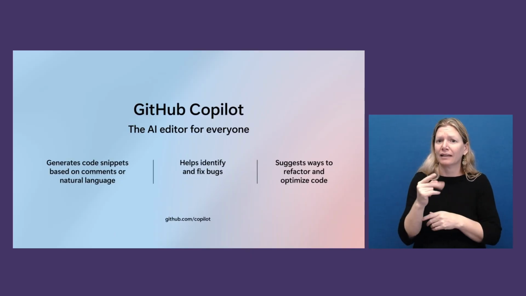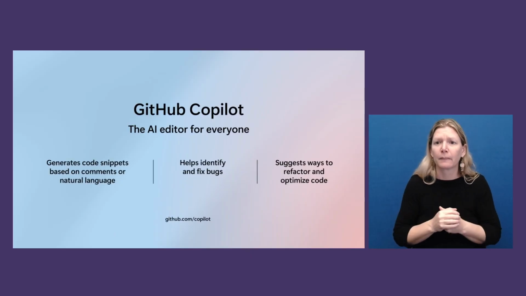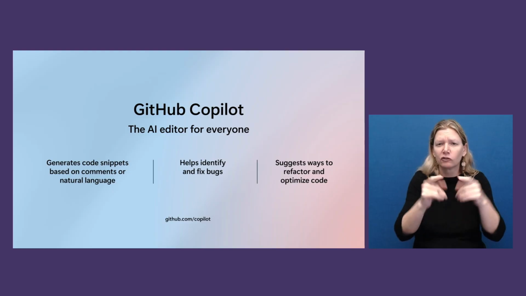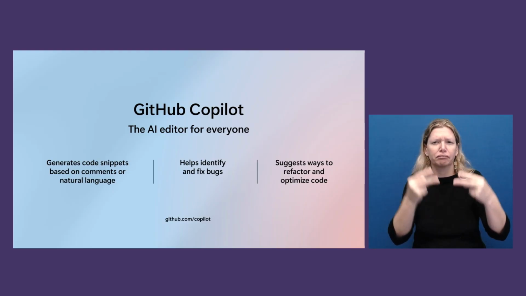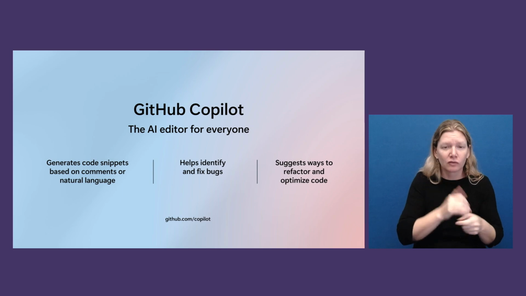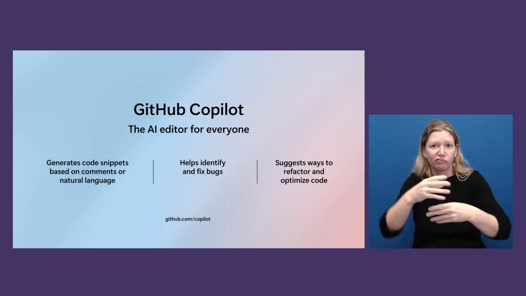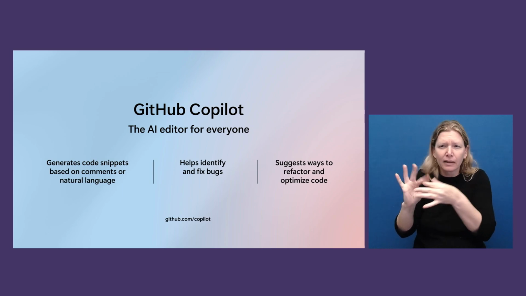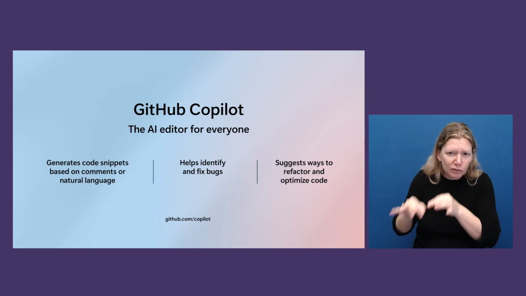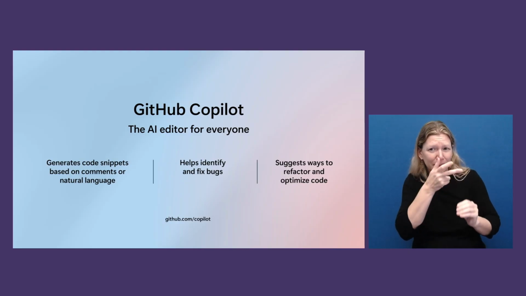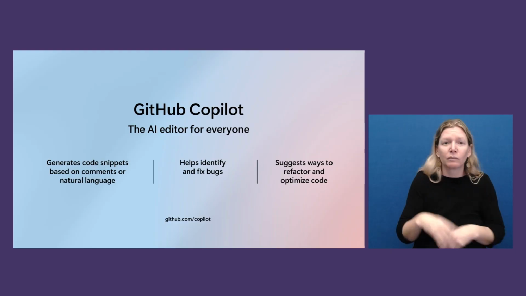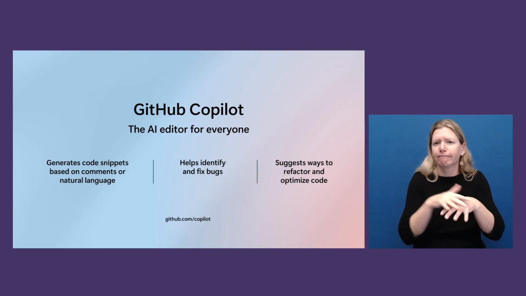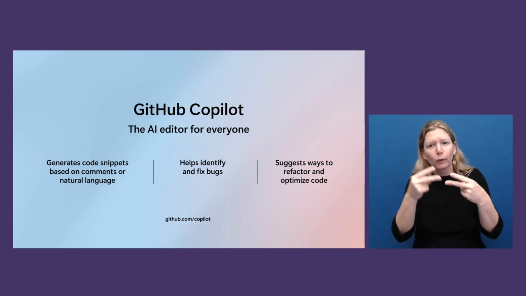Copilot can suggest entire lines or blocks of code as you type, helping you write code faster and with fewer errors. It can generate code snippets based on comments or natural language descriptions, and it can help identify and fix bugs, and can even suggest ways to refactor and optimize code. GitHub Copilot also integrates seamlessly into VS Code, providing code suggestions and chat interactions that enhance the developer experience.